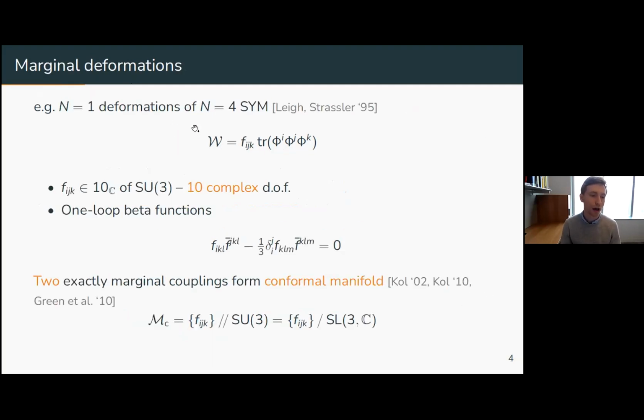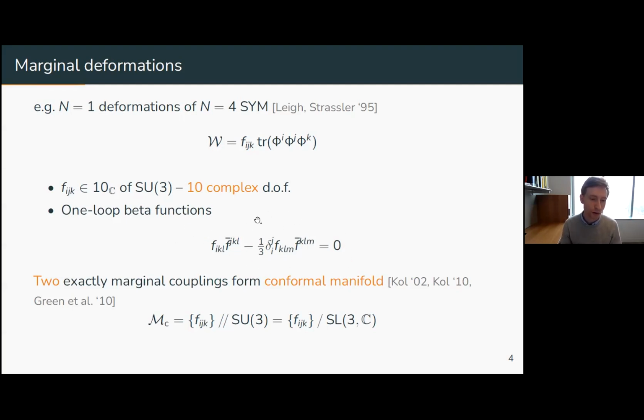More generally, however, we know that superconformal field theories come in continuous families related by turning on exactly marginal couplings. So for example, there are deformations of N=4 that preserve some supersymmetry that are given by turning on a superpotential of this form here, where now F_ijk are arbitrary complex couplings. They're symmetric in ijk, so there are 10 complex degrees of freedom, which gives you the 10 marginal couplings in this theory. Not all of these couplings will define conformal field theories when you turn them on and look at quantum corrections, and you get some conditions on the couplings which come from the one-loop beta functions. And it just tells you that this certain combination of couplings has to vanish.